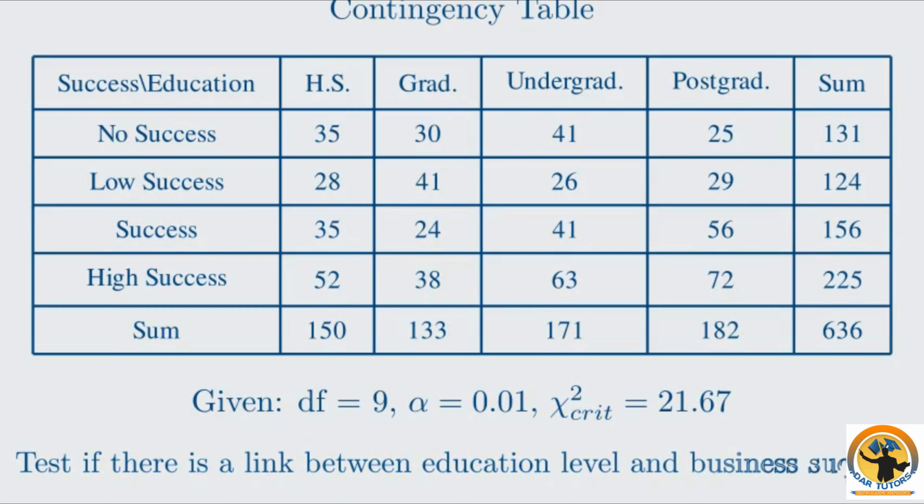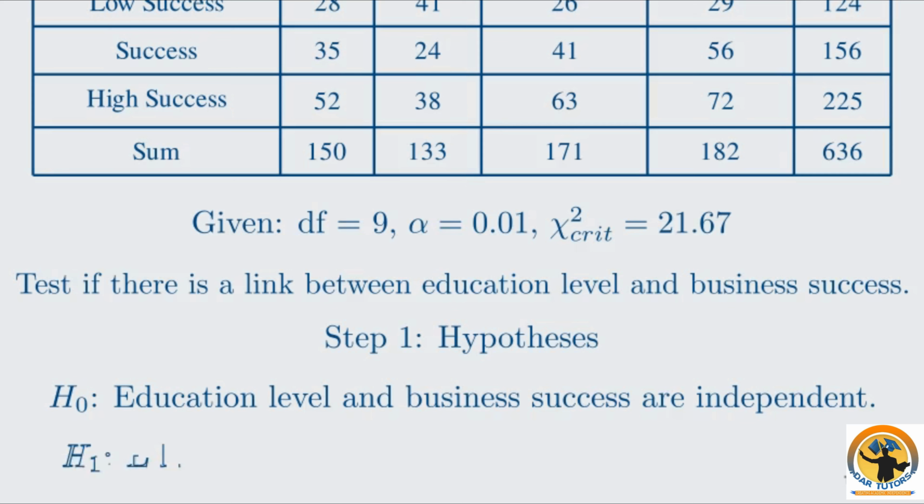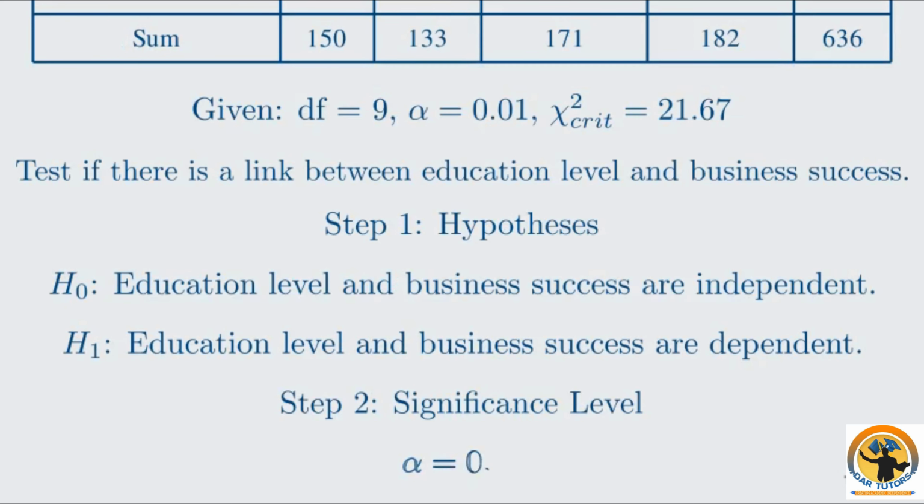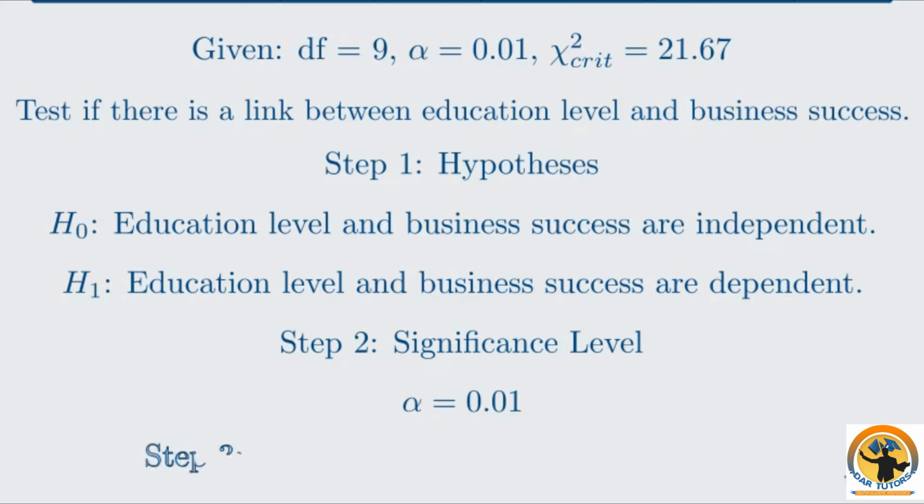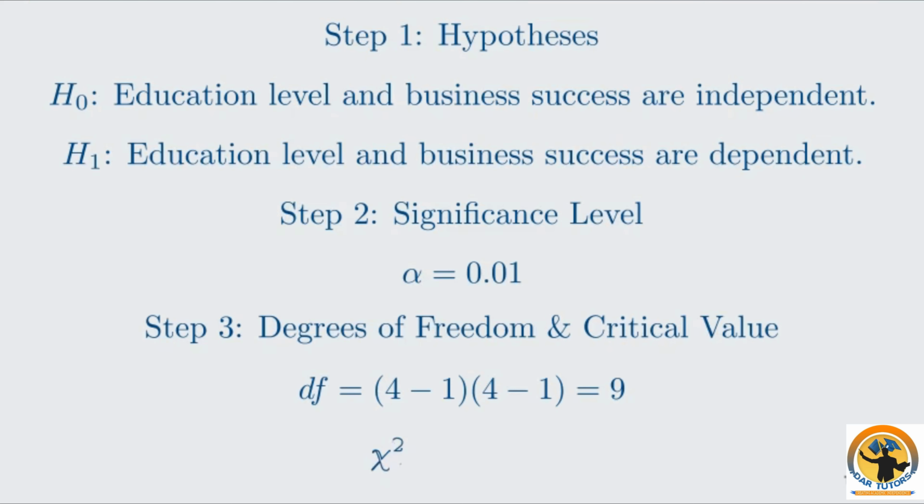We need to test if there is a link between education level and business success. Step 1. Hypotheses. H0: the variables are independent. H1: they are dependent. Step 2. Significance level α equals 0.01. Step 3. Degrees of freedom. The table has 4 rows and 4 columns. So DF is (4-1) times (4-1), which is 9. The critical value for DF of 9 and α of 0.01 is 21.67, as given in the problem.